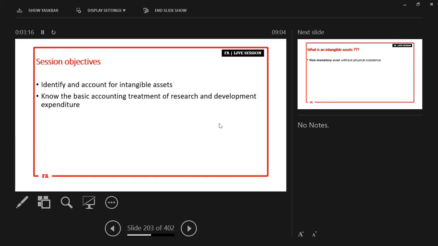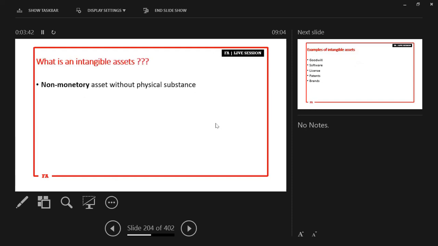Our focus: we need to be able to identify and account for intangible assets. We need to know the basic accounting treatment of research and development expenditure. And I'm going to discuss briefly the theory, and then we are going to close class. Is that okay? I'm going to show you what we're going to learn tomorrow.